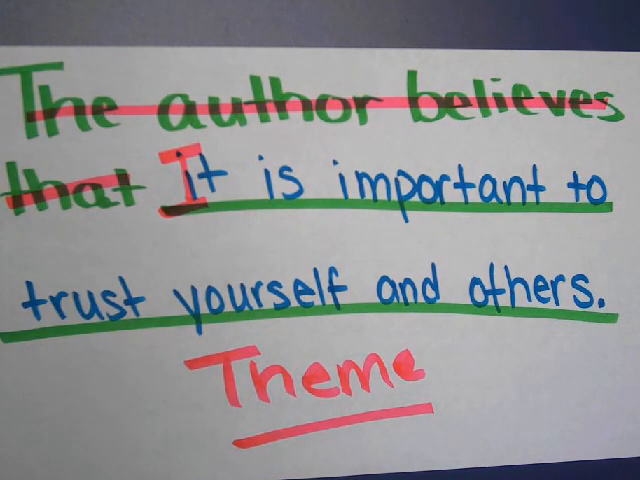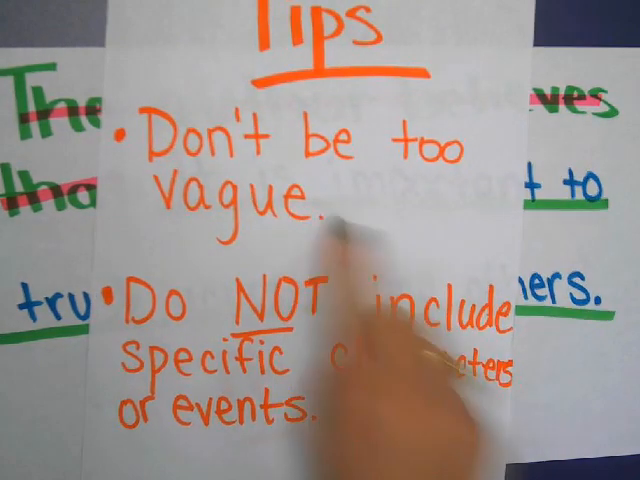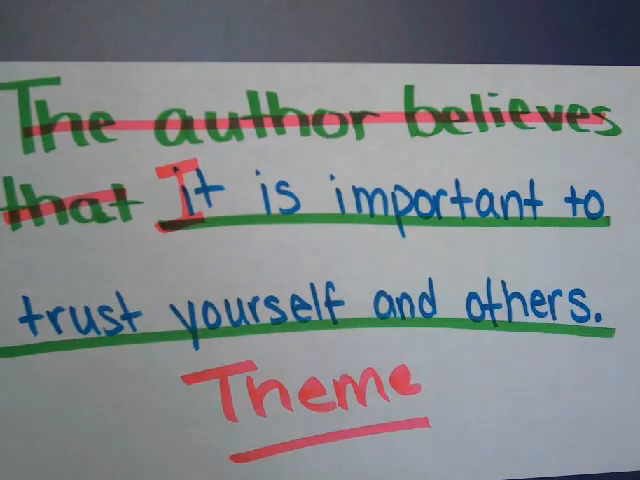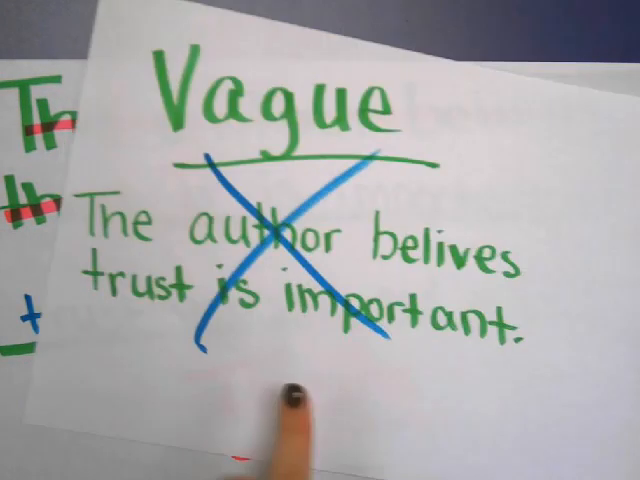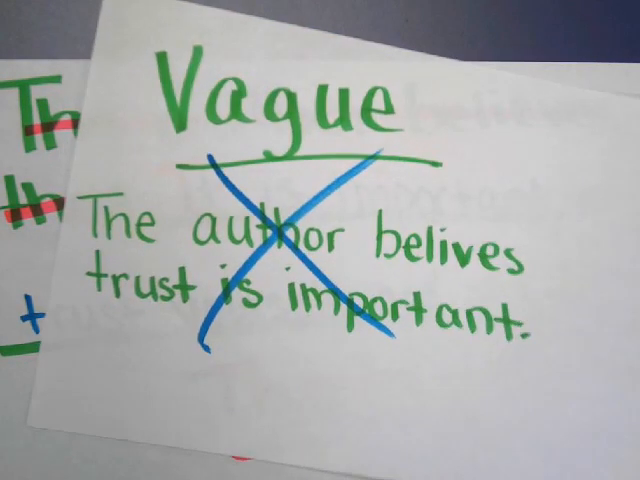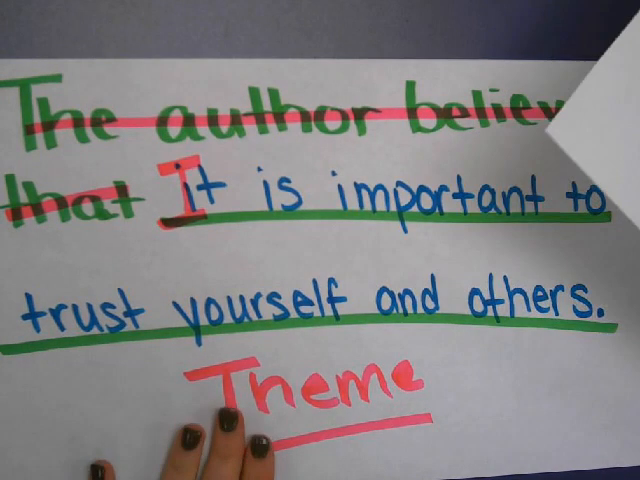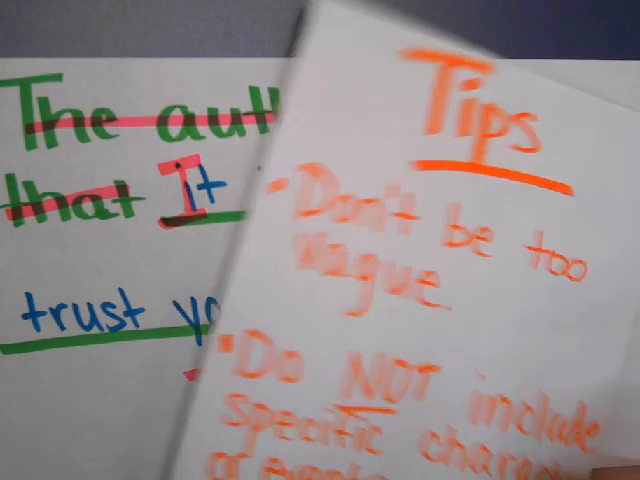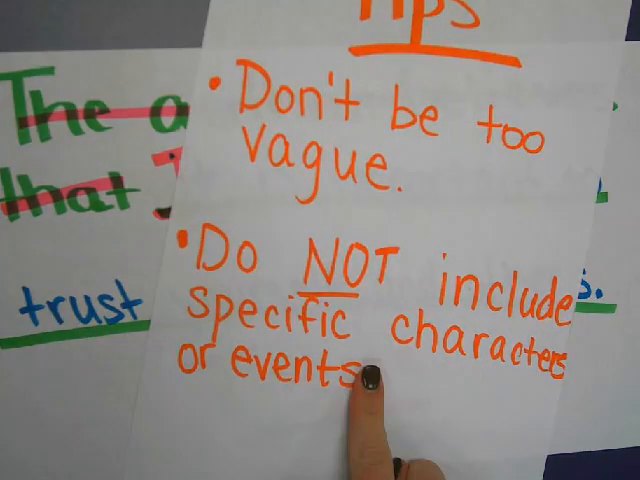All right, so I want to review before I release you guys to do your station work on your own. I want to just remind you some tips. Remember, we talked about don't be too vague. We want to be specific. Okay, remember, look at the difference in this. It is important to trust yourself and others. That was our theme that we went with. Not this one that just said the author believes trust is important. Trust is important, or this one. This one's much more specific. Okay, so remember, let's not be vague.